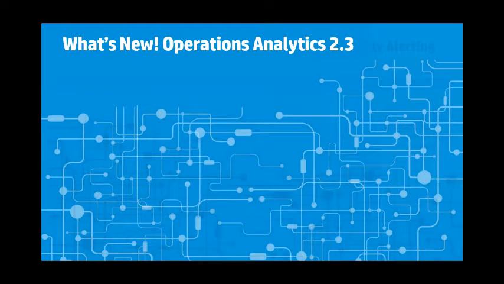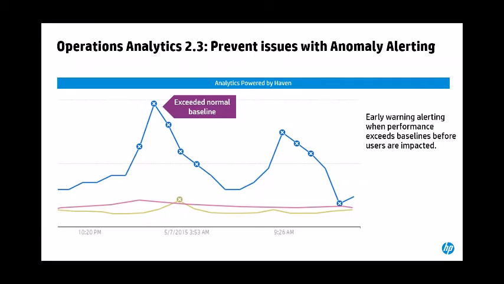So these are recent introductions, in which we have what we're calling anomaly detection, where we are able to calculate the baseline of your normal metric performance, and where we can alert you. You can set up the alert to notify you of any anomalies that are detected when the performance exceeds what your normal baseline is.